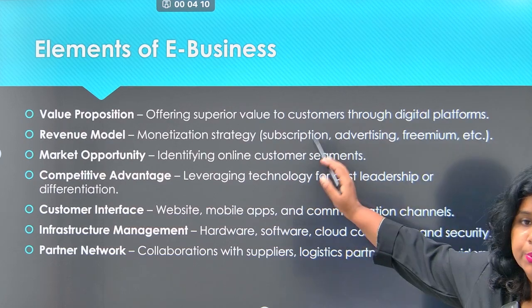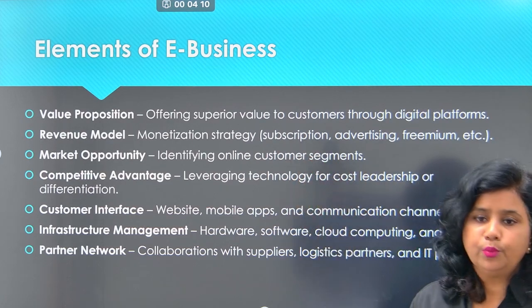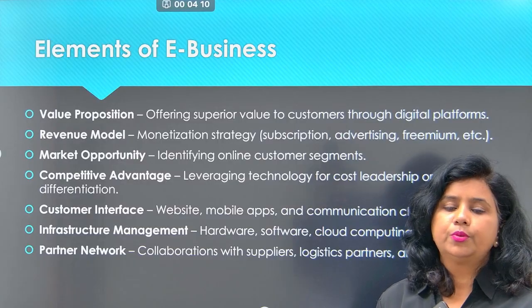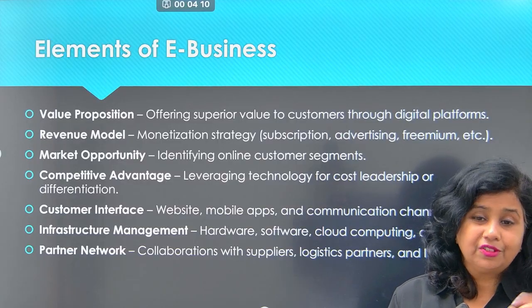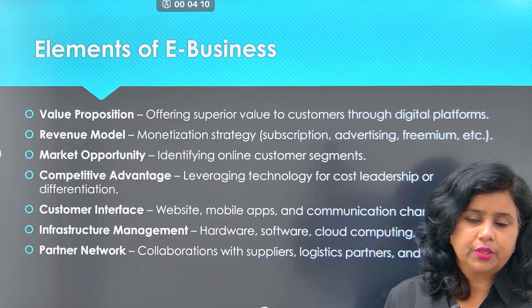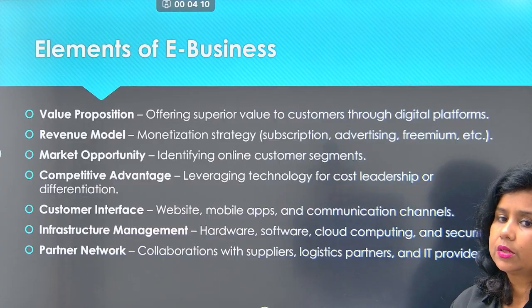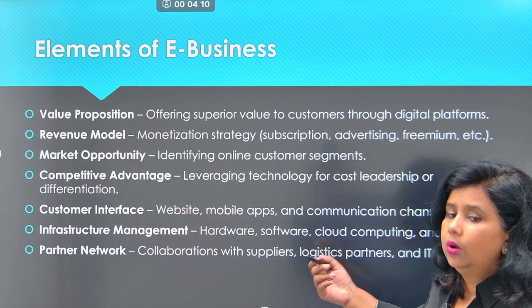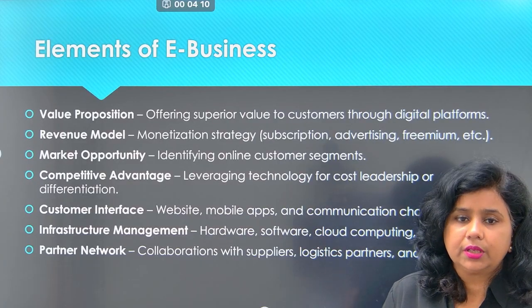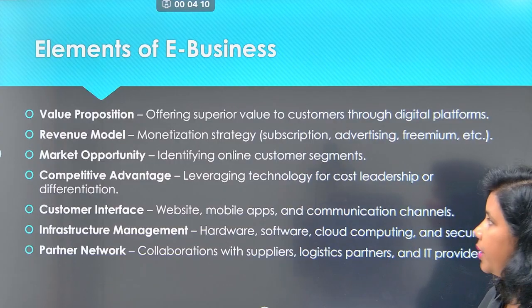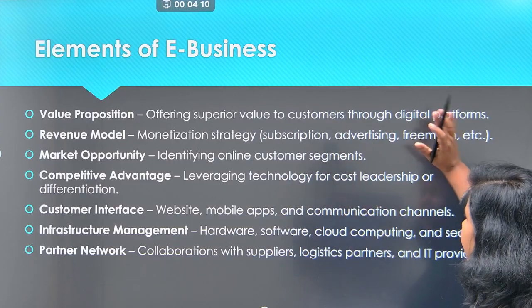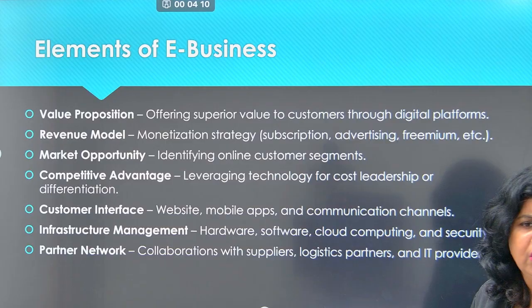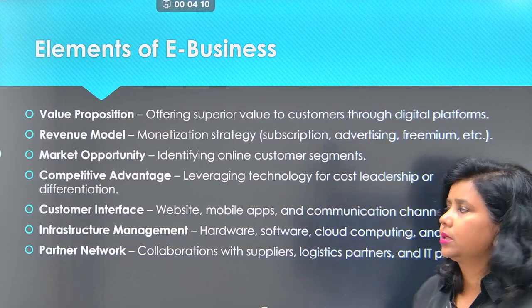So value proposition. Second is revenue model. As already discussed, your business must have a defined revenue model. Whatever e-business you are doing, if it is not e-commerce, then also your business should monetize, and this monetization strategy can be based on subscription, advertising, freemium, or many other ways that we'll discuss later.